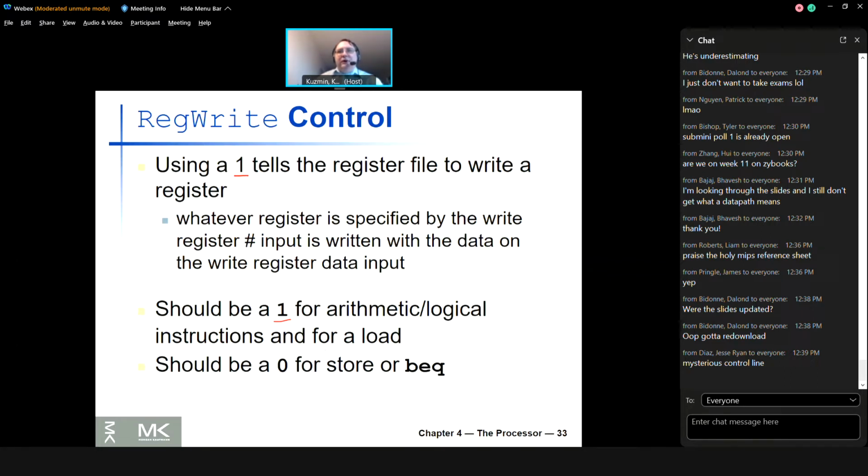Also, it should be 1 for load, because as we just discussed, load does write to the register. It's not register D, it's register RT, but it's still a write into the register. So for other instructions, it should be 0. And remember, we are working with this short list of instructions with a smaller set. So all other instructions in the smaller set are just store and branching. So for them, obviously, we don't need to write anything to the register, and that's why this reg write control should be 0.